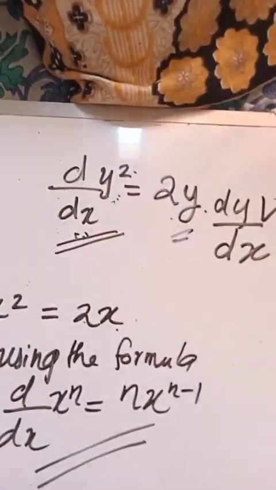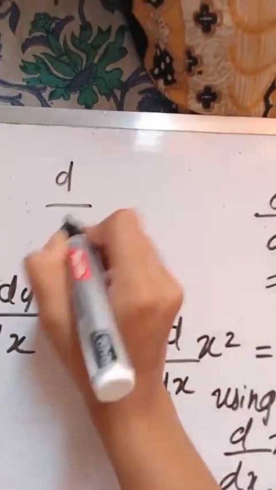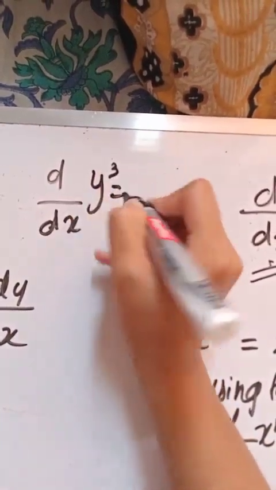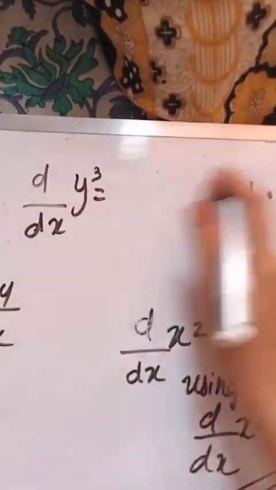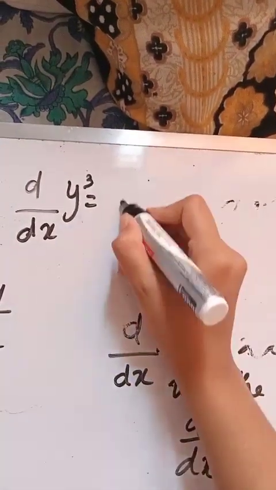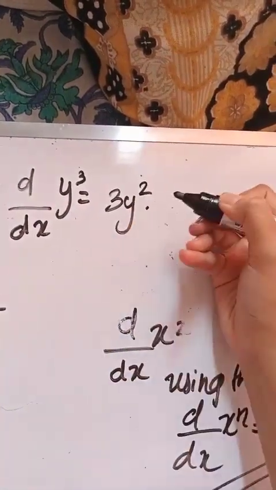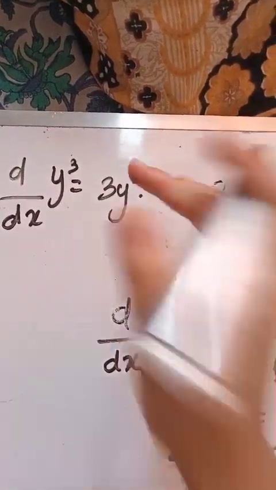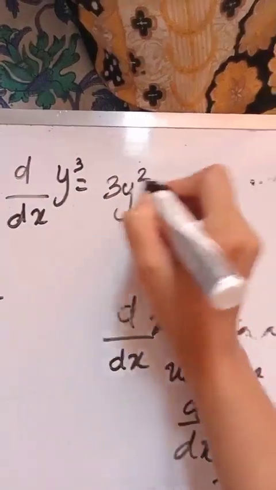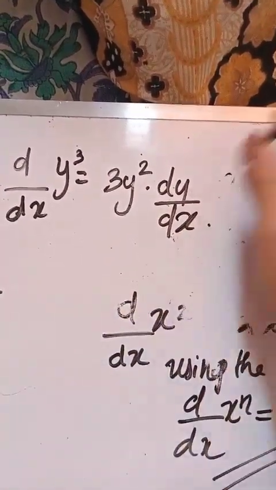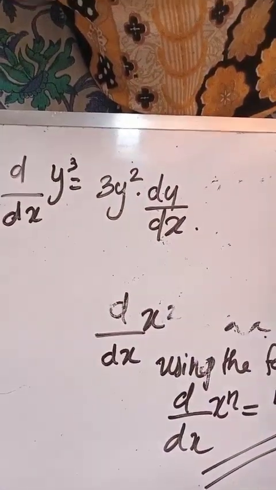Next one, d by dx of y cube is equal to, this is also done in the same way. The differentiation of y cube is 3y square into the differentiation of y square, the differentiation of y, dy by dx. Okay, so this is its answer.